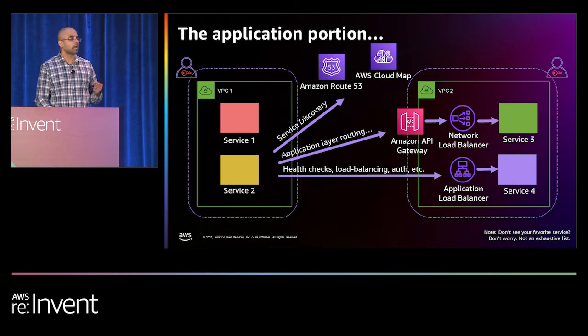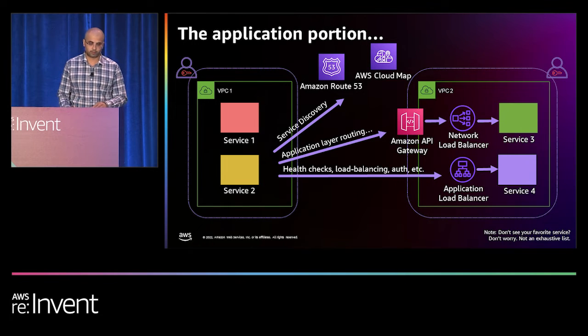So let's talk about the application portion of connectivity. For discovery, you could use Route 53. Cloud Map is another option. Staying with AWS services, API Gateway and ALBs provide you routing and auth capability, and these are fully managed services.